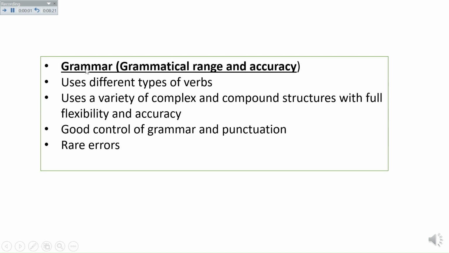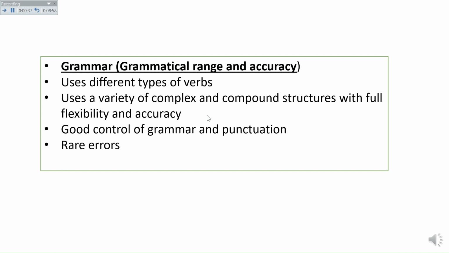And the next one is grammar, and this is where most students struggle. They get lower bands in grammar. What does IELTS say about grammar, guys? It says you should be able to use different types of verbs in your writing. And the second one says use a variety of complex and compound structures with full flexibility and accuracy. IELTS has clearly said in its descriptor that if you want to get band 7 or more, you should be able to write in complex and compound structures.